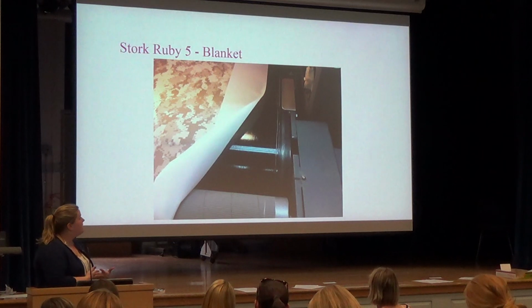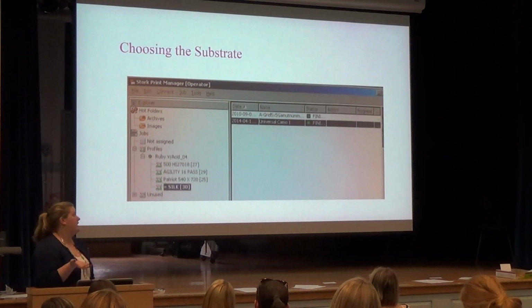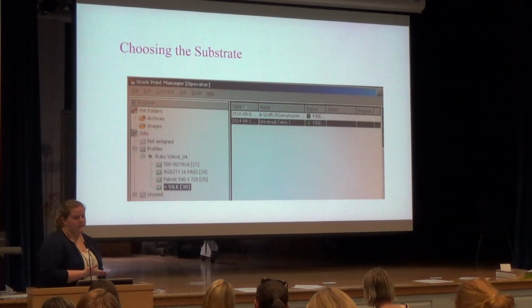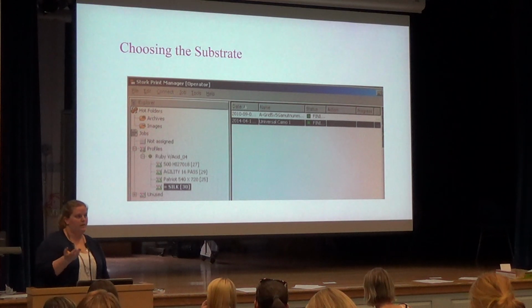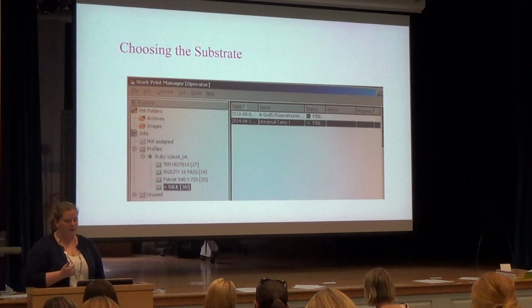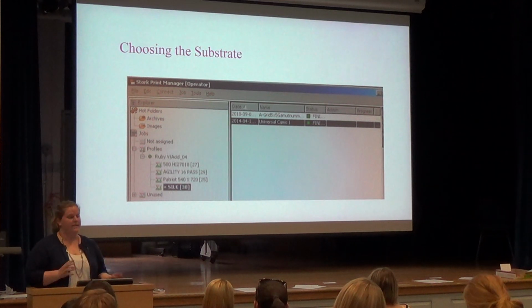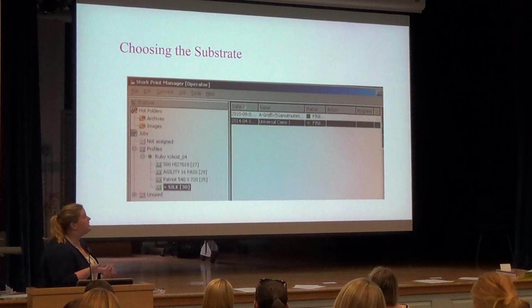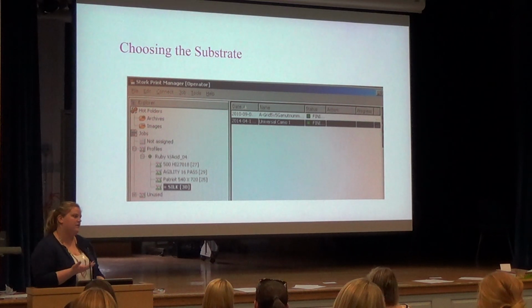So once the blanket has been heated and your design is set, you need to choose the substrate, which you're going to be printing on. So they do this in the Stork Print program. You can activate the profile and choose the substrate or fabric. Each substrate has its own profile as they require different passes from the printhead. So for example, silk requires 6 passes and a 70 denier nylon requires 12 passes.